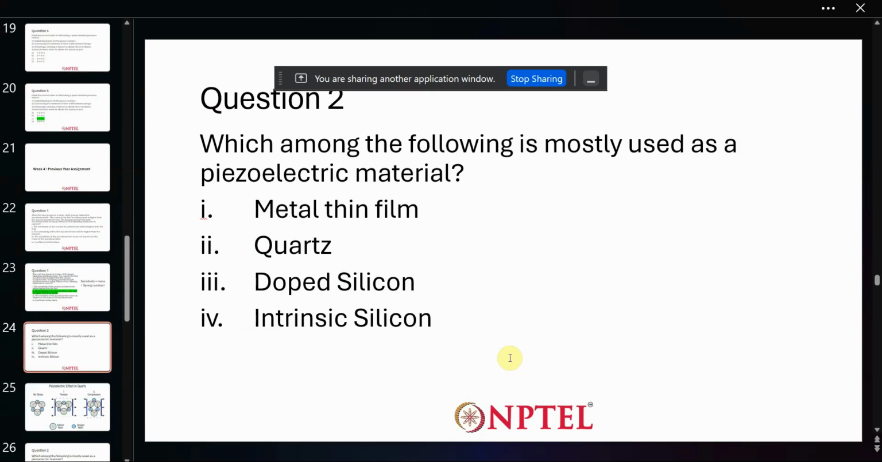Which of the following elements is mostly used as a piezoelectric material? Metal thin film, quartz, doped silicon, intrinsic silicon. Now this is an interesting question. So what is a piezoelectric material?